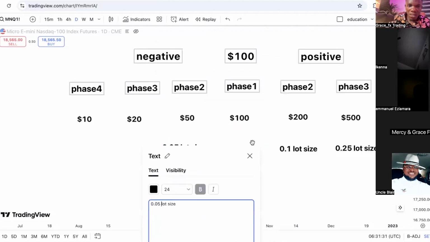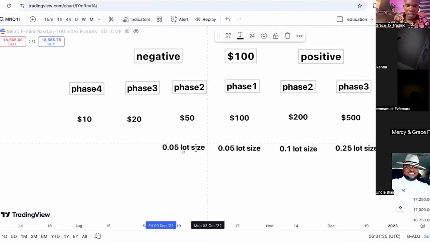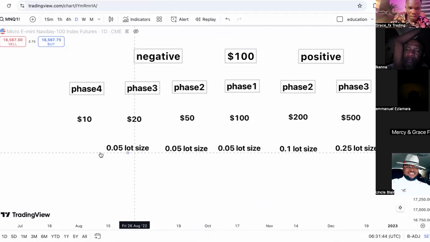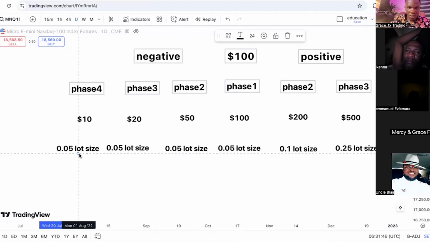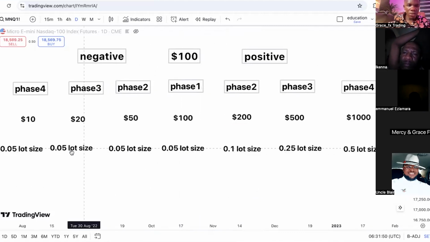So what do you think is going to be the lot size here? Let me wait for you guys to reply. And then the lot size here as well, and here as well. Drop it in the comment section. What do you think is going to be the lot sizes here? $50, $20, and $10. Let me see the comment section. This place is populating. I didn't know we had gotten above 32 people.